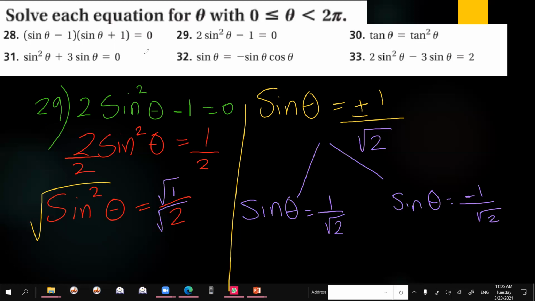Teacher, we can say square root of 1 also, like square root of 1 over square root of 2. It's the same, right? Yeah, the square root of 1 is 1. Okay. By now, is it clear? Yes, teacher. Okay.